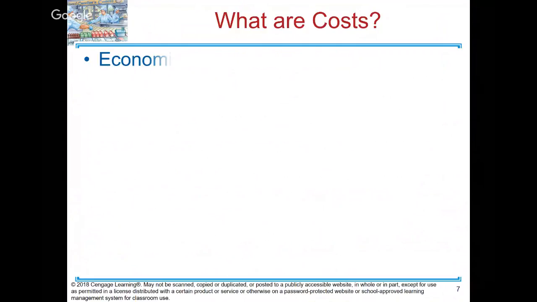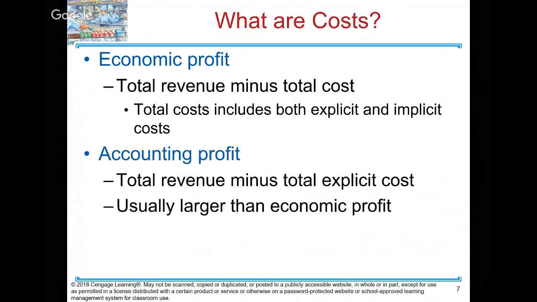And I will show you what that is. So economic profit is your total revenue minus total cost, which includes your total explicit and implicit cost. Your accounting profit is your total revenue minus total explicit cost.